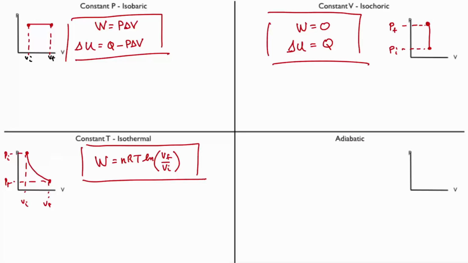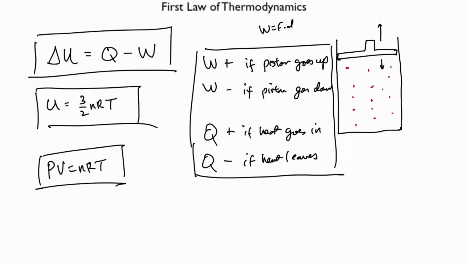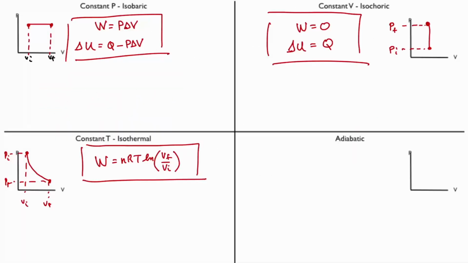However, because the temperature remains the same, the change in temperature is 0. So what does that mean the change in internal energy is? Also 0. That means, according to the first law of thermodynamics, your work is directly equal to the amount of heat that went in or out. This is what happens in your car's engine, believe it or not.